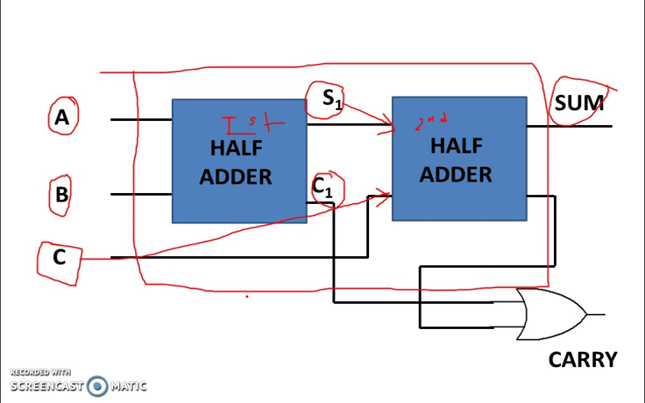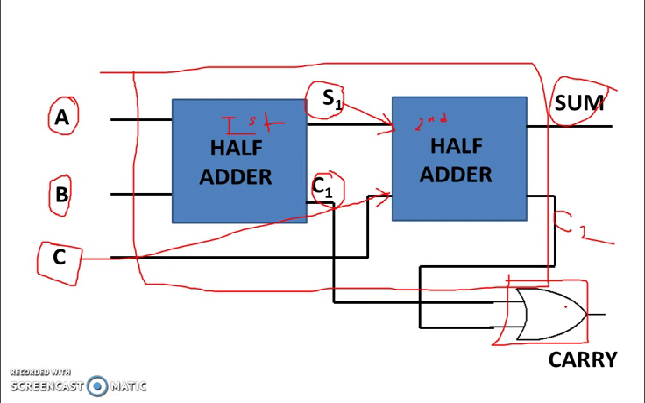So what about the carry? The carry of the first half adder is indicated by C1 and the carry of the second half adder, in this case, let it be C2, is fed to an OR gate. We already know the function of an OR gate: it adds the given input bits and gives the output. Here C1 from the first half adder and C2 from the second half adder are fed to the OR gate, which are added, and the output is the carry.